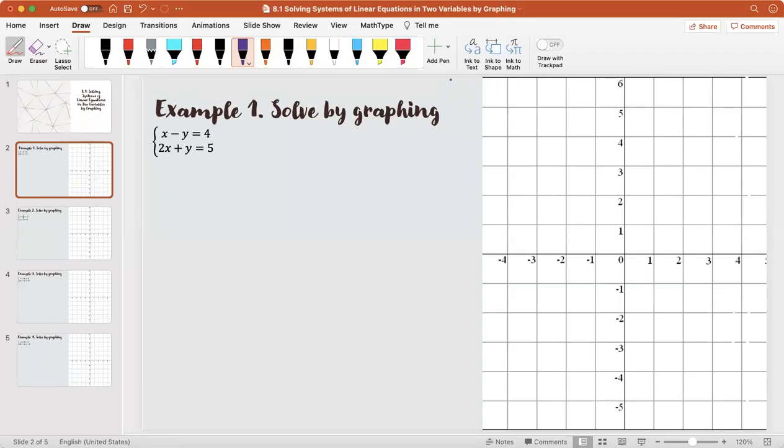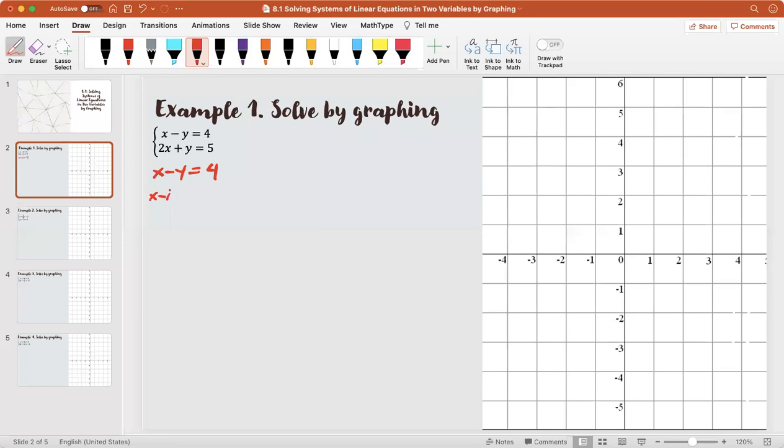So by trying to solve x minus y equals 4 and 2x plus y equals 5 by graphing, we can look at the best method or an easy method to graph each of these. We have x minus y equals 4. It appears like we can use the intercepts method in order to graph x minus y equals 4. Okay, so let's try to graph this. First is your x minus y equals 4.